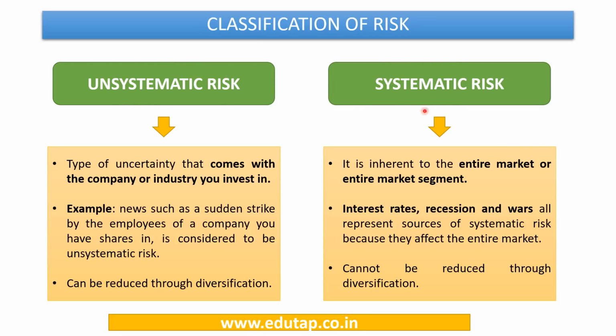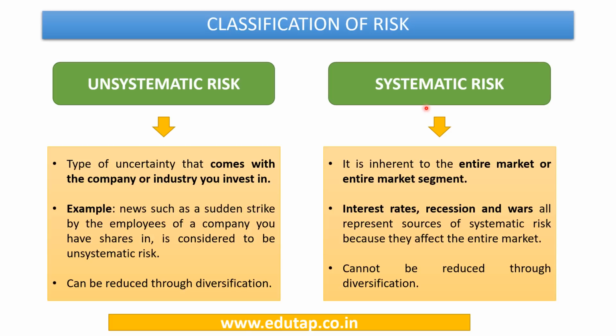Now the meaning of these terms is hidden in the words itself. Systematic risk is that risk which is going to be affecting the entire market or the entire market segment. This is the risk which is inherent in the entire market. So this is the one which is systematically influencing the entire market.